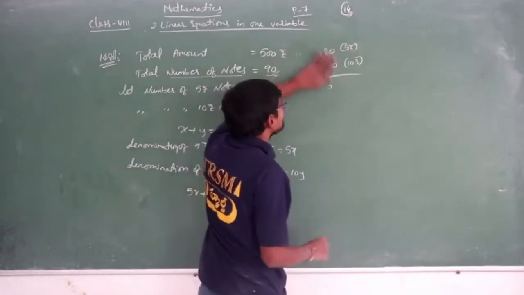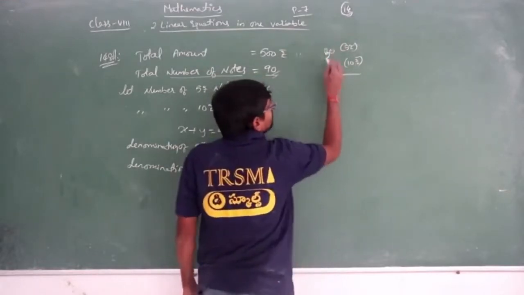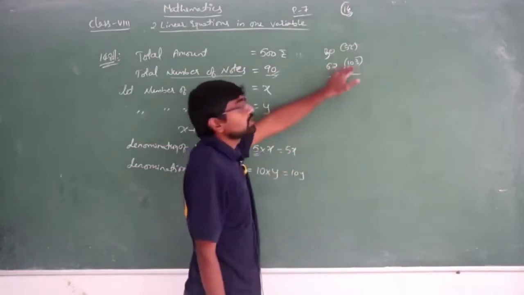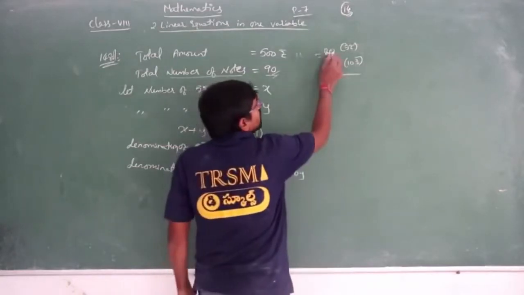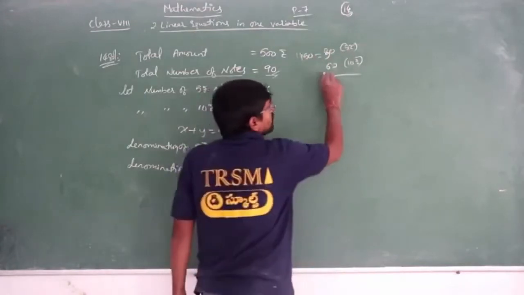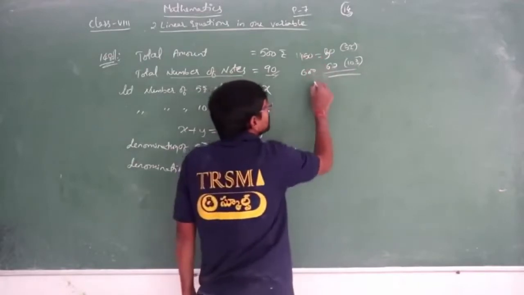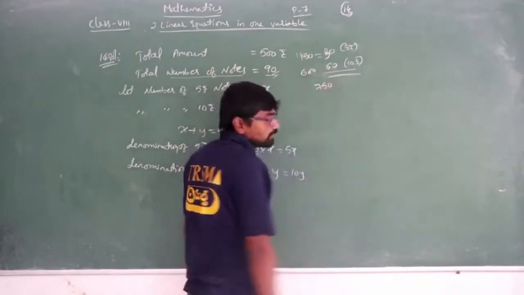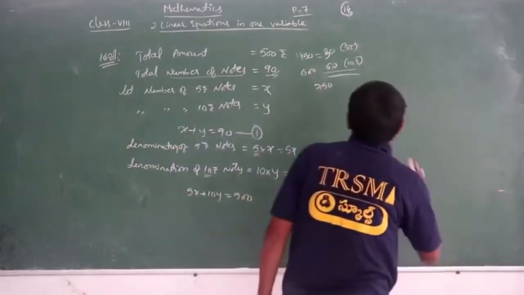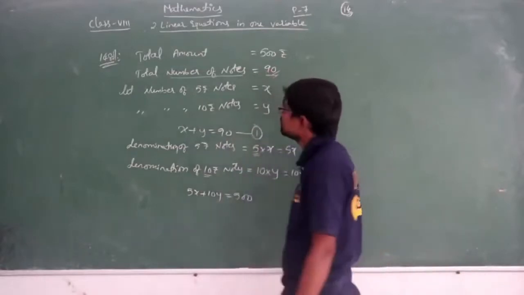If I take 35 rupees notes, then I will get 60 10 rupees notes. What is the denomination? 3 5s are 15, 150 rupees, and for these we will be getting 600 as denomination, 10 into 60. If I add both, I will be getting 750 rupees, isn't it? So like this we represent the value for each and every note. Total number of notes are 90.